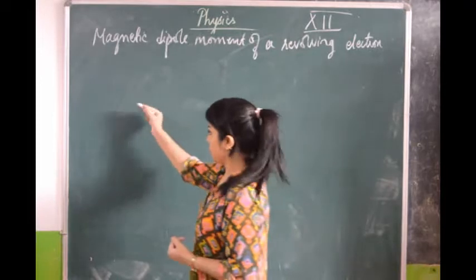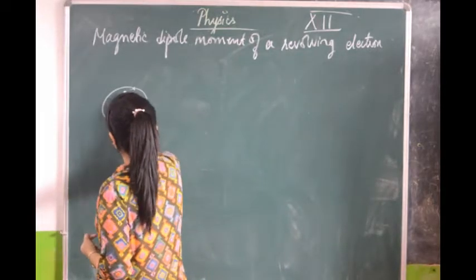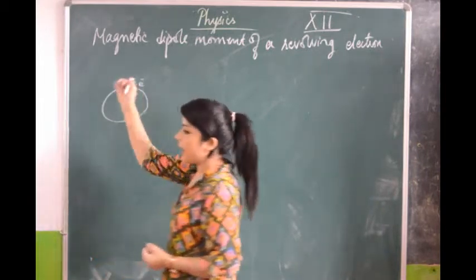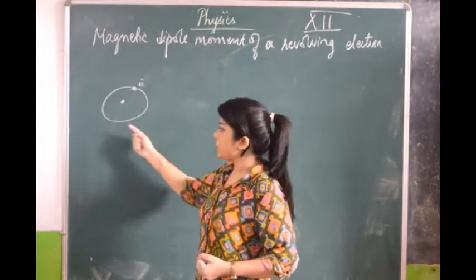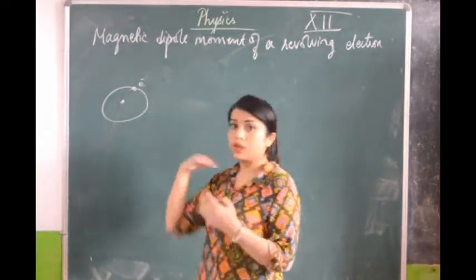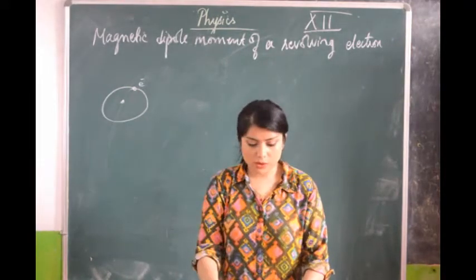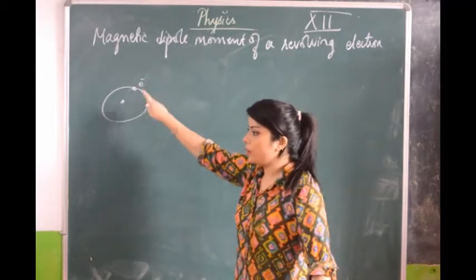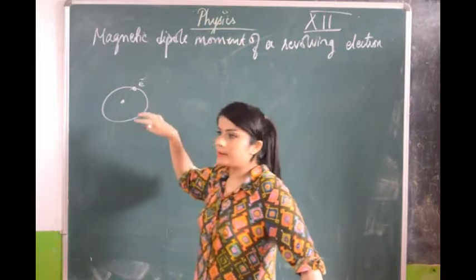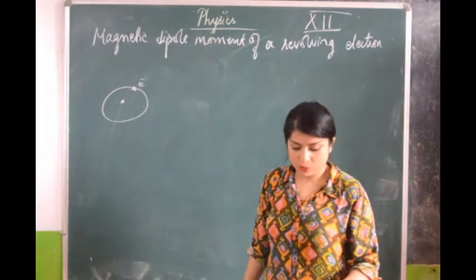When an electron revolves around the nucleus, this orbit acts like a current loop, because the electron is moving, so there will be current produced. In the previous class I told you that a current loop acts like a magnetic dipole.